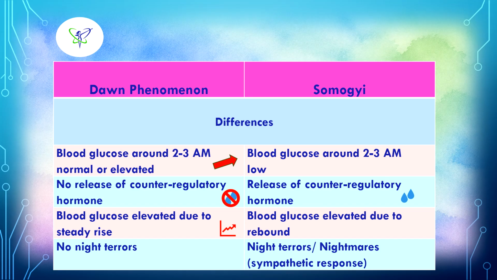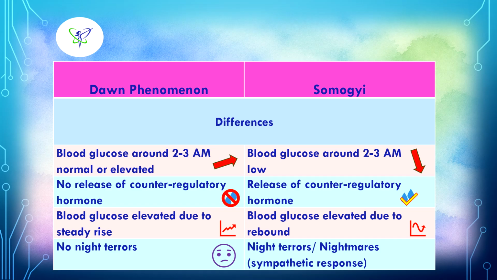With Somogyi, the blood glucose around 2 or 3 a.m. drops. Due to the early morning hypoglycemic episode, they have a release of counterregulatory hormones to increase the glucose level. The blood glucose level is due to the rebound from the hypoglycemic episode.